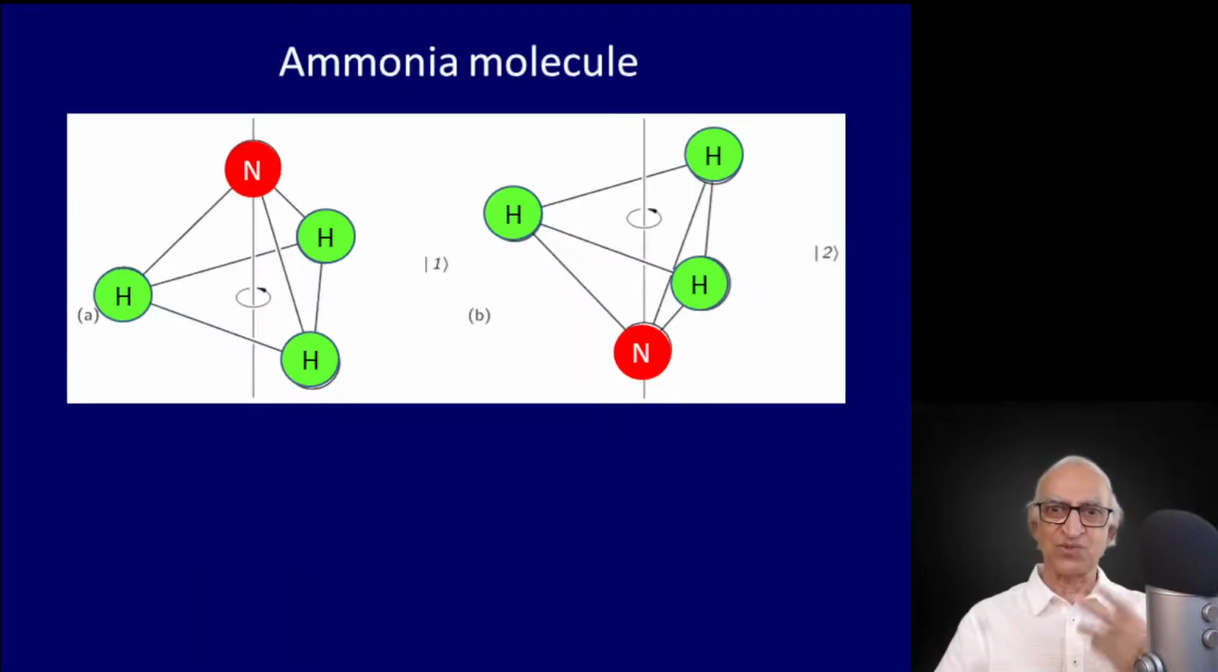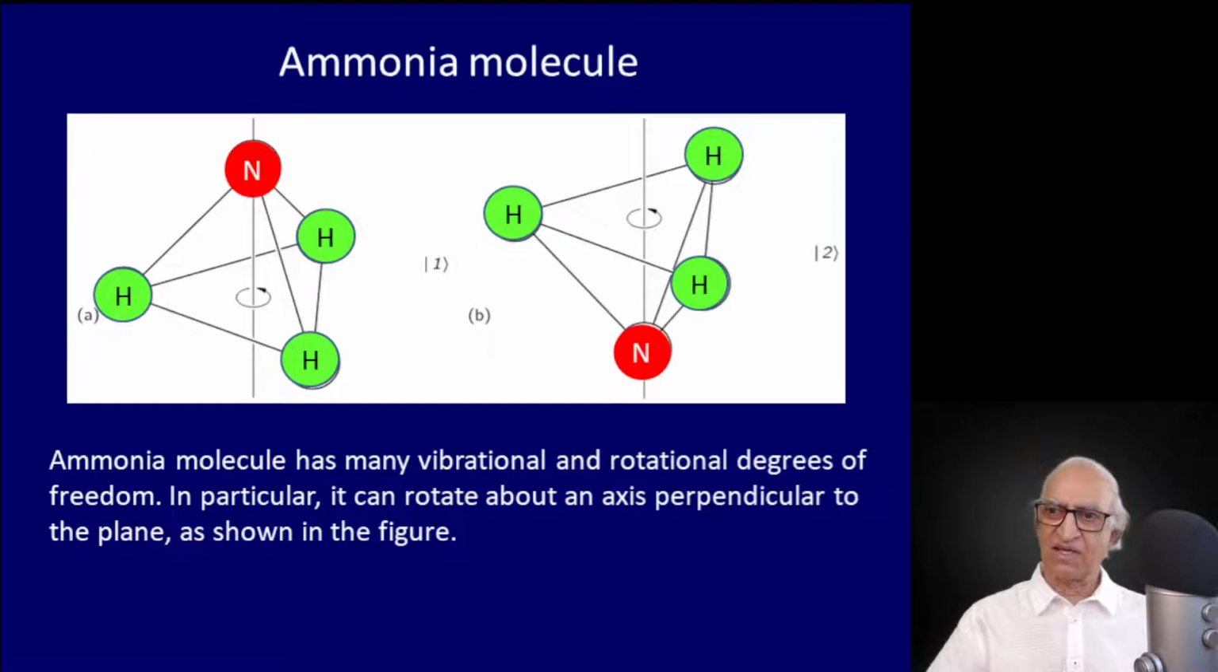The third two-level system in quantum mechanics is the ammonia molecule. This discussion is taken from the Feynman lectures. So here is an ammonia molecule, 3 hydrogen atoms and a nitrogen atom. They form a tetrahedron. Now, the ammonia molecule has many degrees of freedom, translational degrees of freedom, rotational degrees of freedom about many axes. This is not a simple diatomic molecule. It has many vibrational modes and so on.